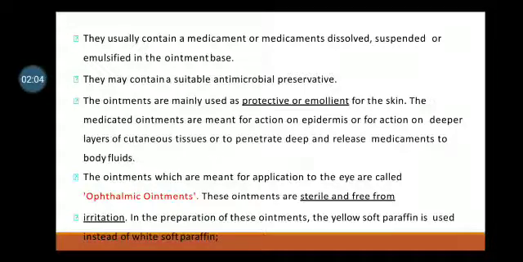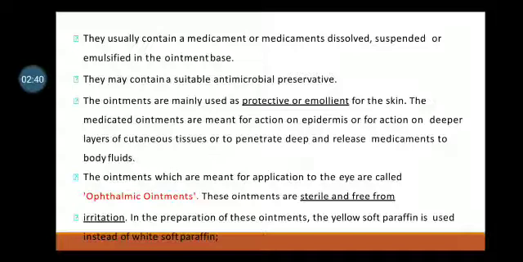The ointments are mainly used as a protective or emollient for the skin. The medicated ointments are meant for action on epidermis or for action on deeper layers of cutaneous tissues or to penetrate deep and release medicaments to body fluids. The ointments which are meant for application to the eye are called ophthalmic ointments. These ointments are sterile and free from irritation.